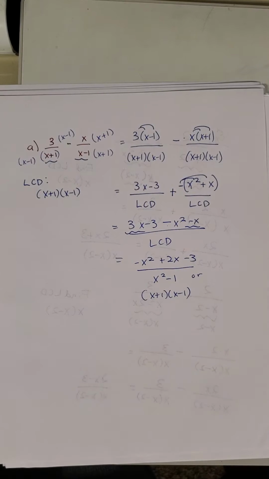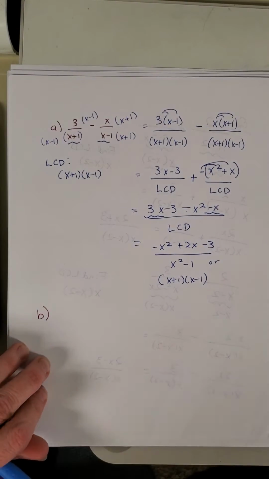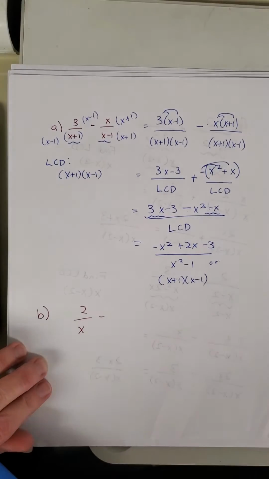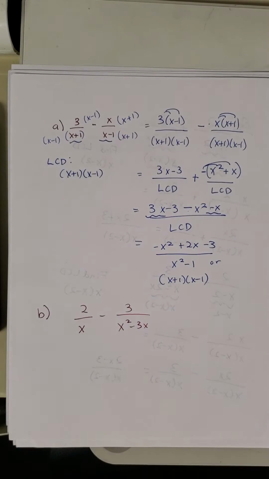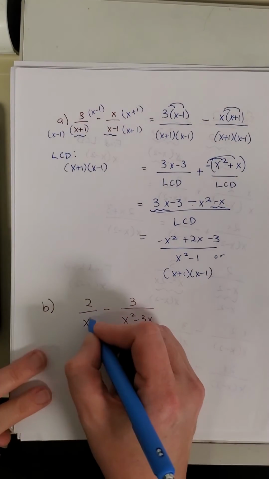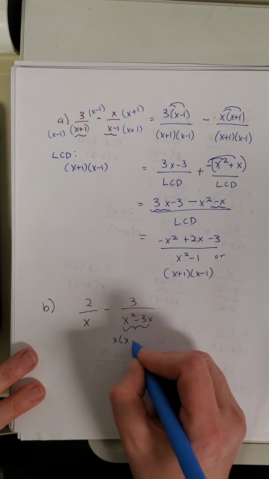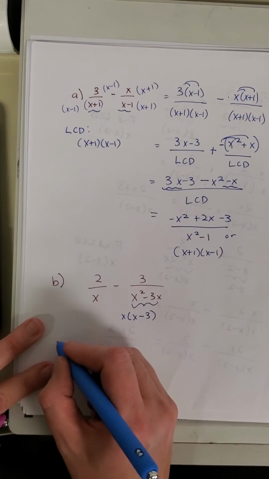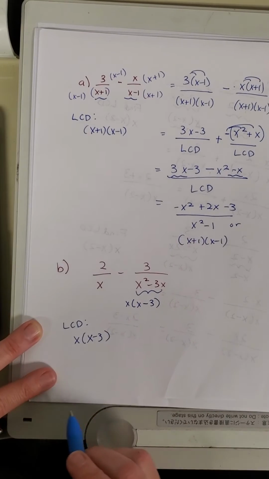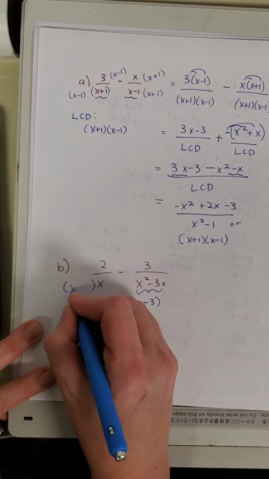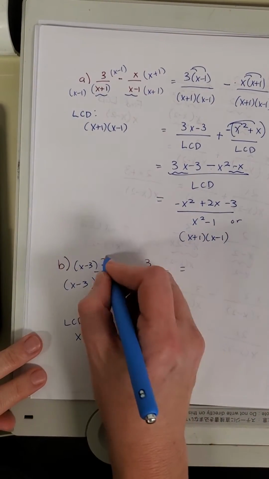All right, let's try these B. We have 2 over x minus 3 over x squared minus 3x. And so this fraction denominator does not factor, but this one factors as x times x minus 3. So our LCD is x times x minus 3. So this fraction needs to be multiplied by x minus 3 to both the numerator and the denominator.